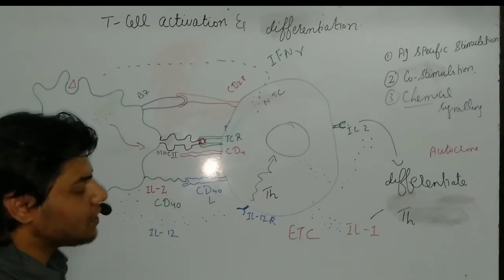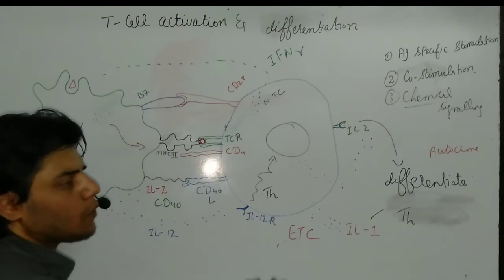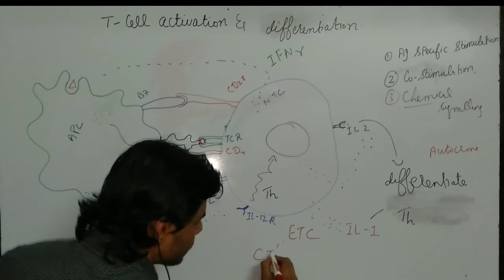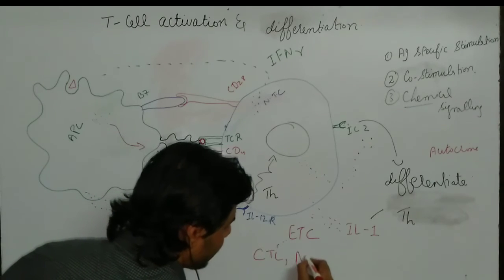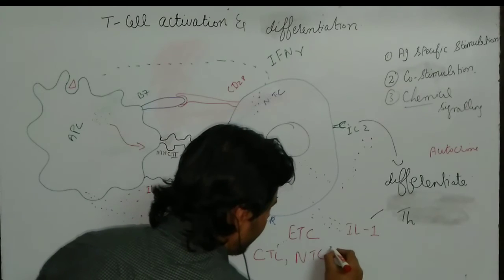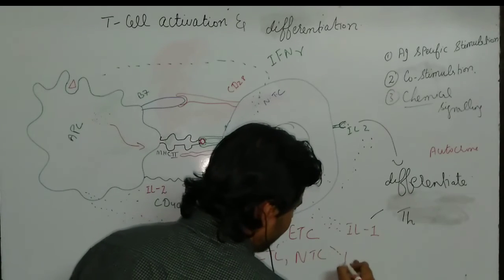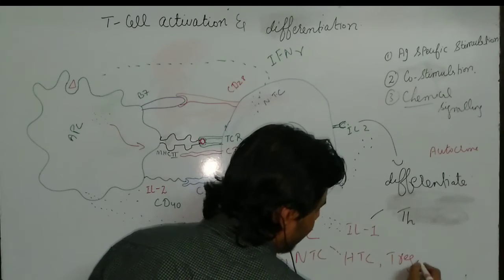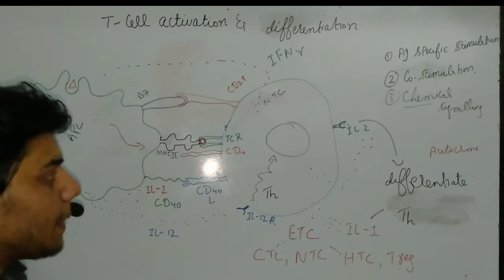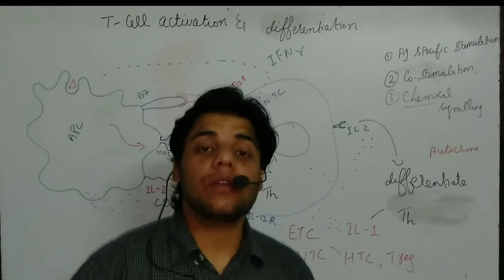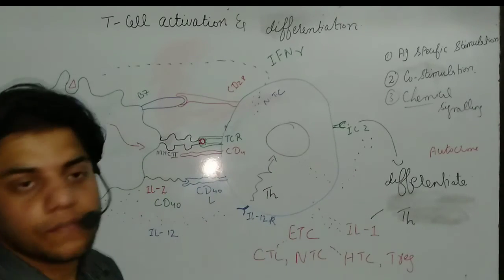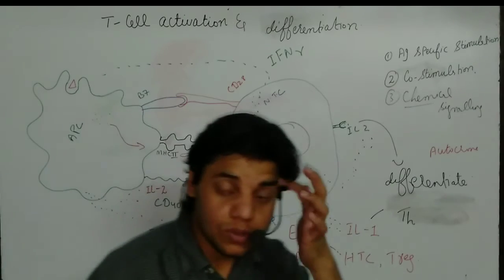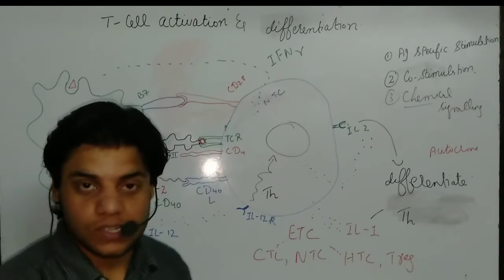This effector T cell will then produce different kinds of cytokines, due to which different cells will be formed, like cytotoxic T lymphocyte, natural killer T cell. We have helper T cell, T regulatory cell, etc. So we can say that interleukin 2 is actually responsible for the T cell differentiation. And after that, we get the rest of the cells. So that's how the cells are differentiated.